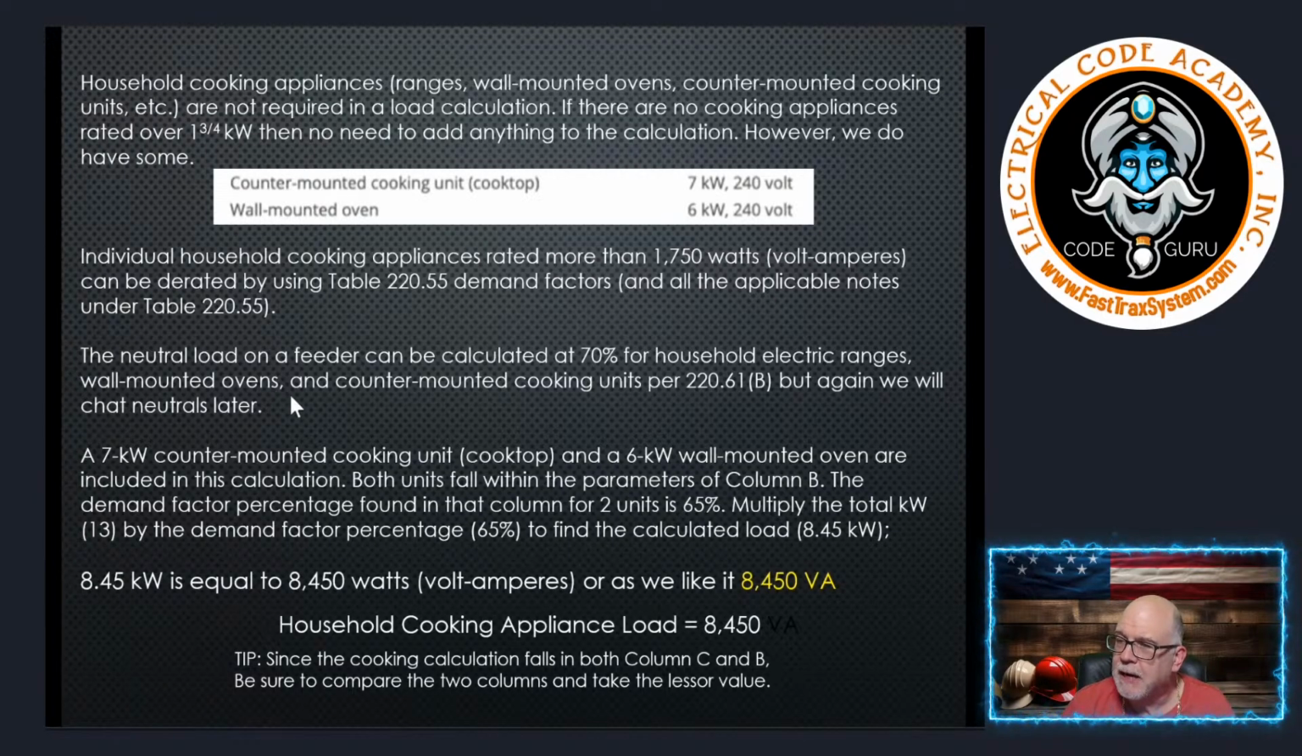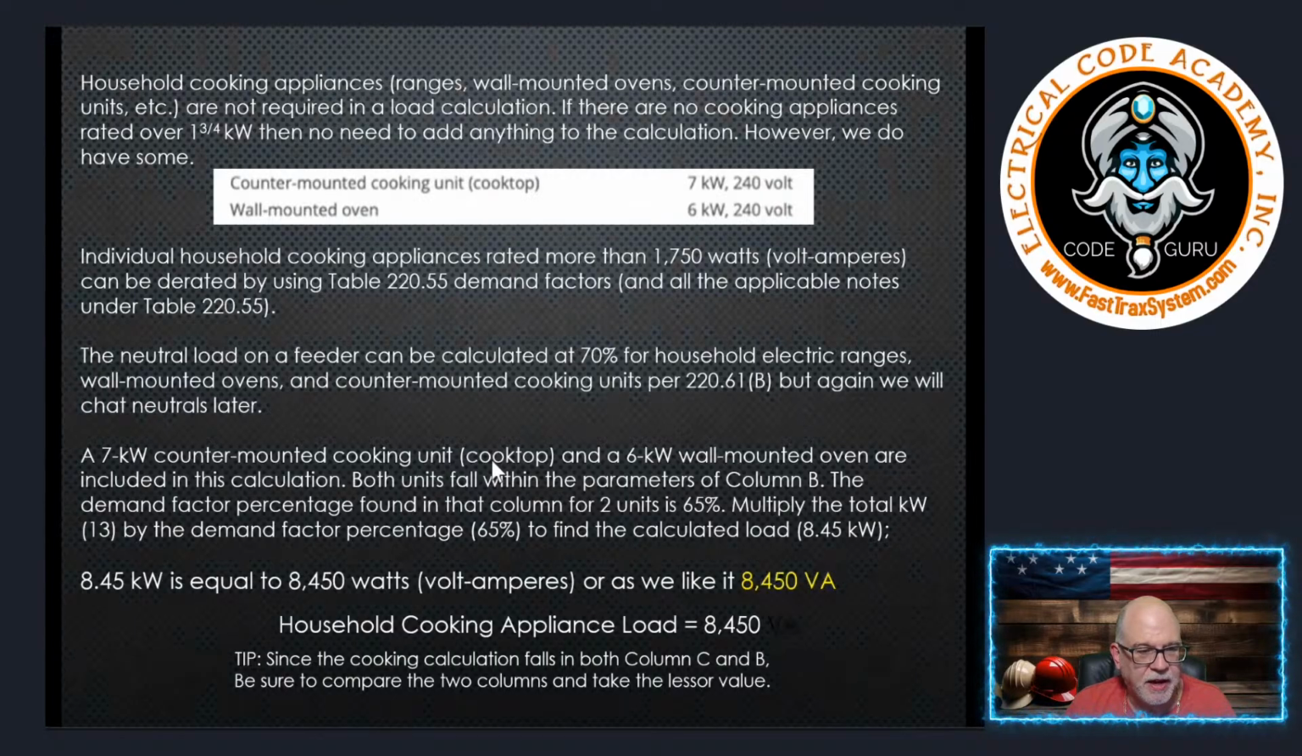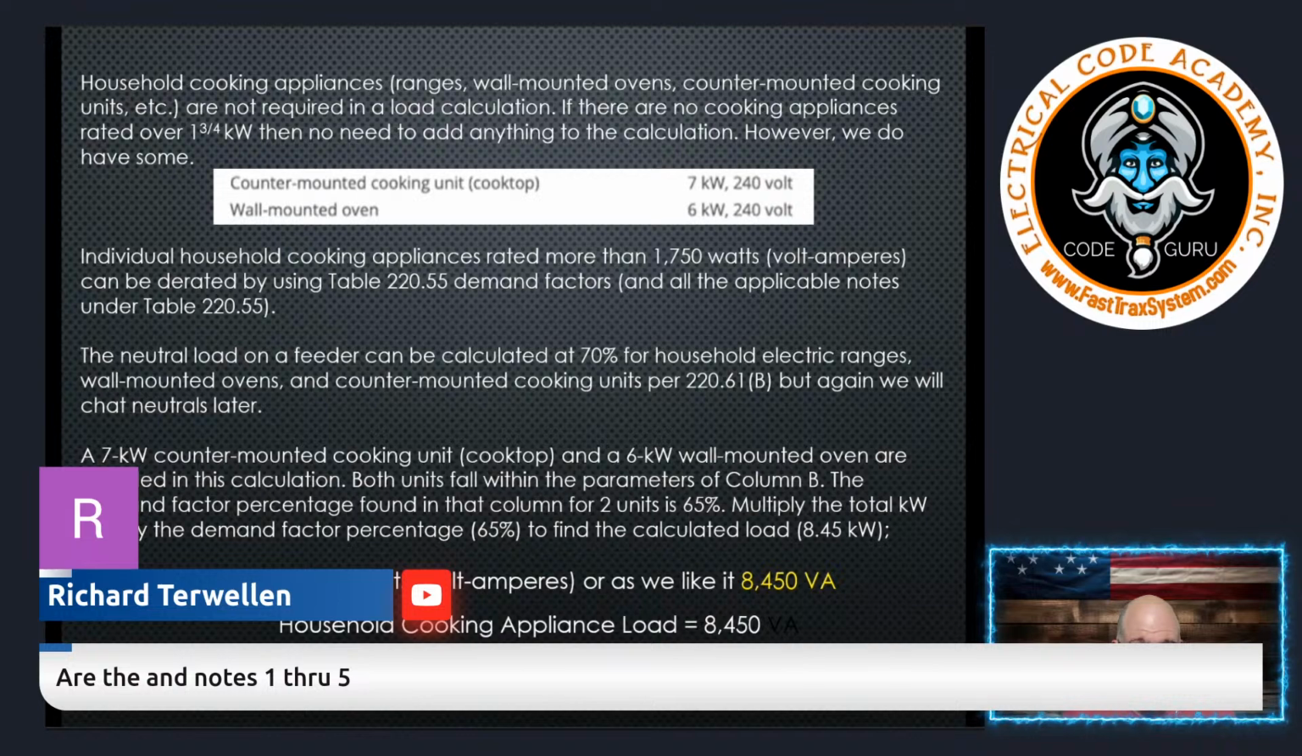All right, so let's look at what we've got going on here. We've got a 7 kW counter-mounted cooking unit, a cooktop. It's kind of a big cooktop. And as Richard says, there are definitely a bunch of notes in there which you will learn about over in our range videos. Those are where you would find those. So remember, you've got notes to be aware of.